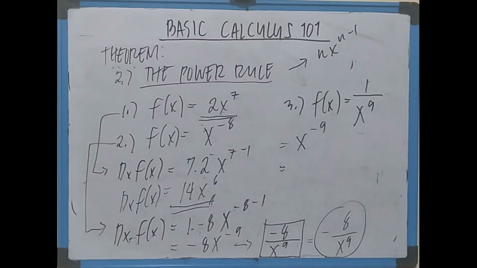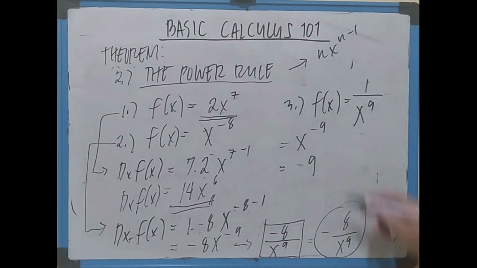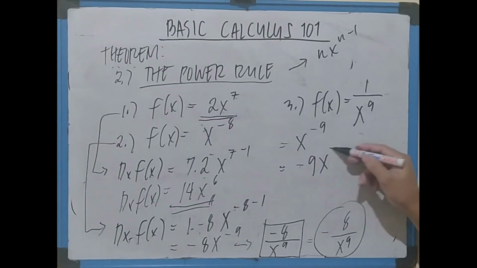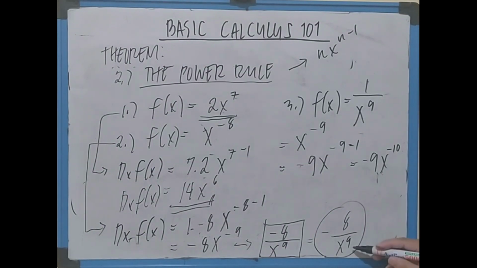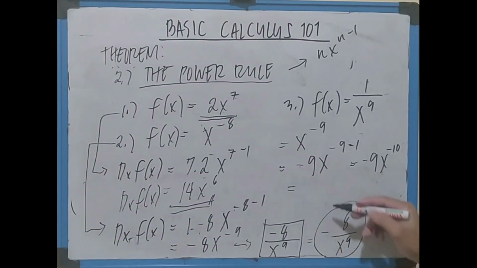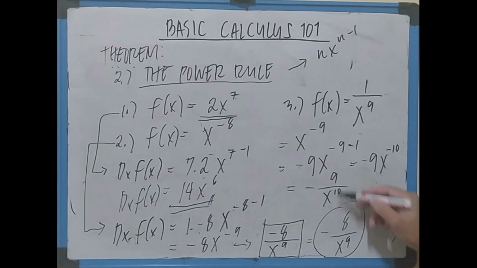So, the same thing will still happen, guys. We have negative 9 times 1 is negative 9. Then for x, we have negative 9 minus 1, which is automatically negative 10. So negative 9x raised to negative 10. Again, this is a negative exponent, so we will make it a positive form. So negative 9x raised to negative 10 is equal to negative 9 all over x raised to 10.